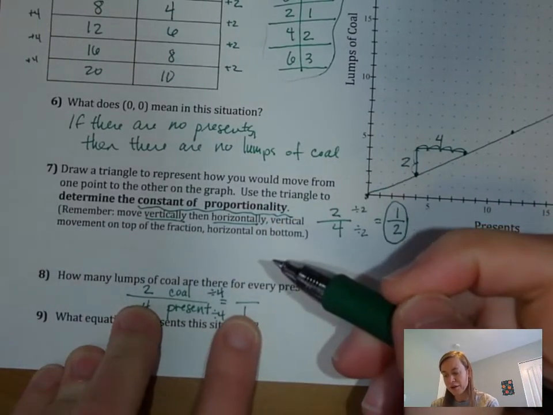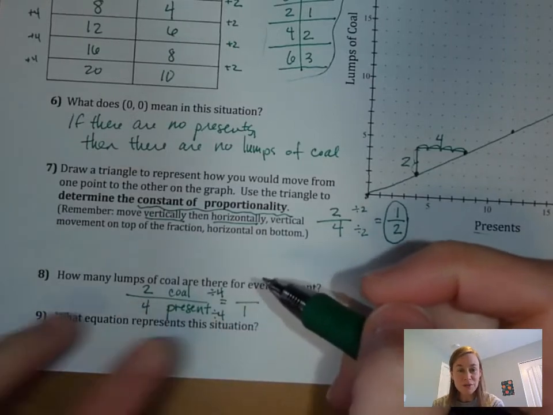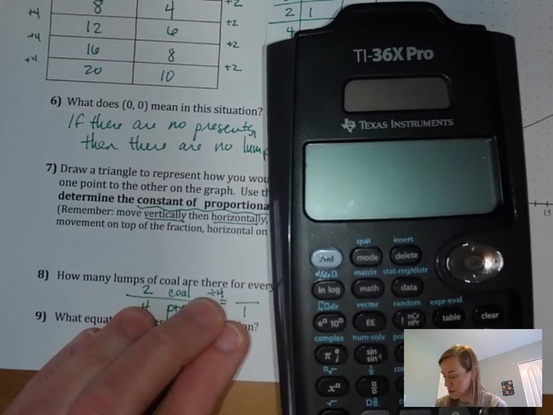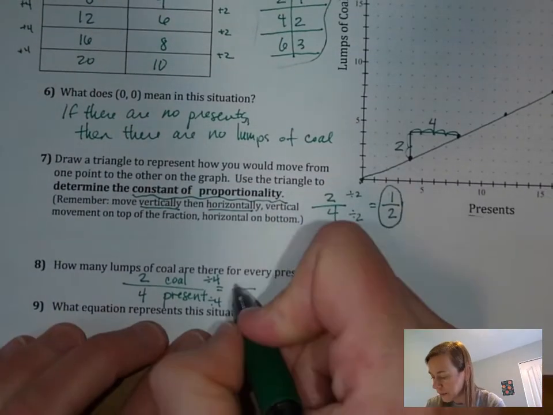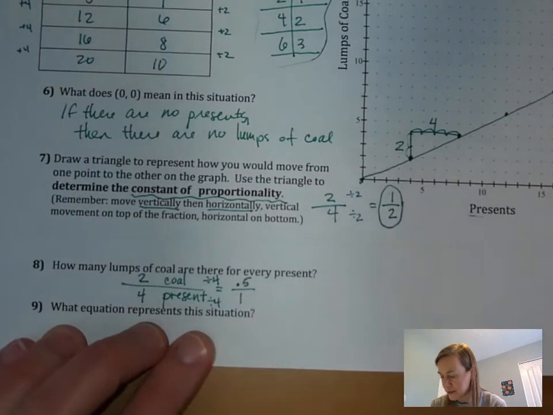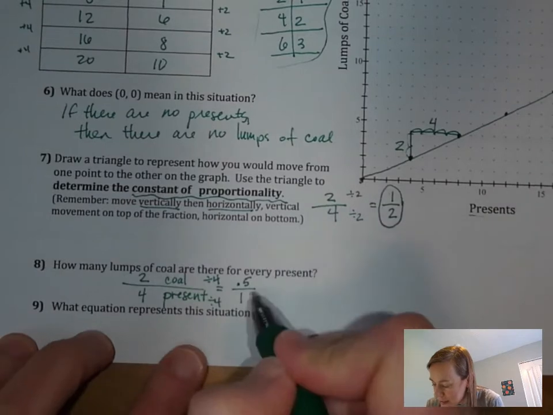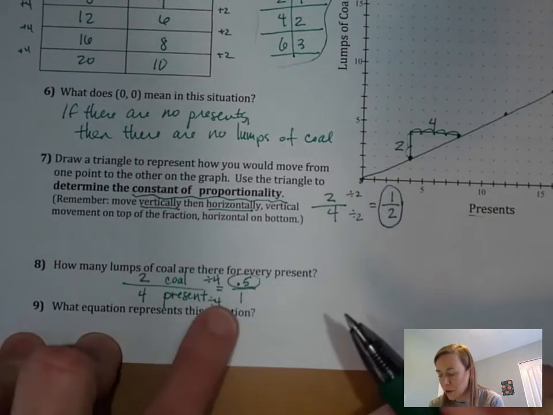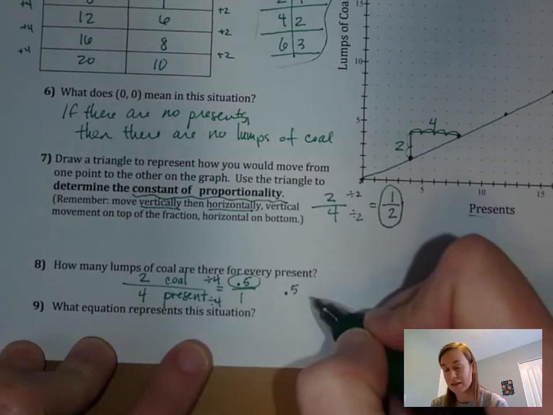2 divided by 4 is not really divisible in an even way, but you can certainly use a calculator if you want to when you're doing this. I'll do that just to show you. 2 divided by 4, you're going to get a decimal, 0.5, and that's fine. That's what you put there, 0.5. Now the number of coals is on top, so this is the number of lumps of coal per every present. So you're going to say 0.5 lumps of coal for every present.